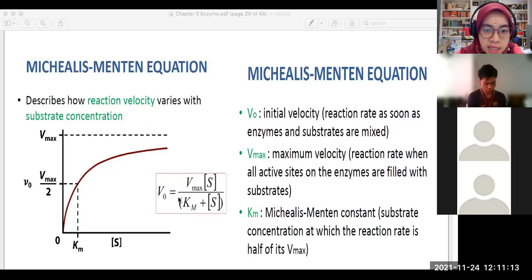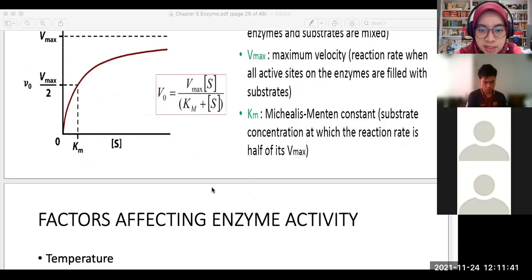We also have Km. Km is the constant substrate concentration at which the reaction rate is half of its Vmax. Meaning that Vmax divided by 2, half of it, is where Km is. The unit for Km is the substrate concentration. Okay, we will do the tutorial on how to use this formula later, just an overview first.